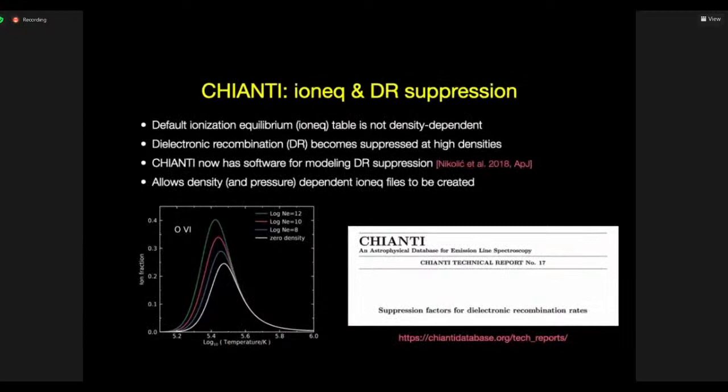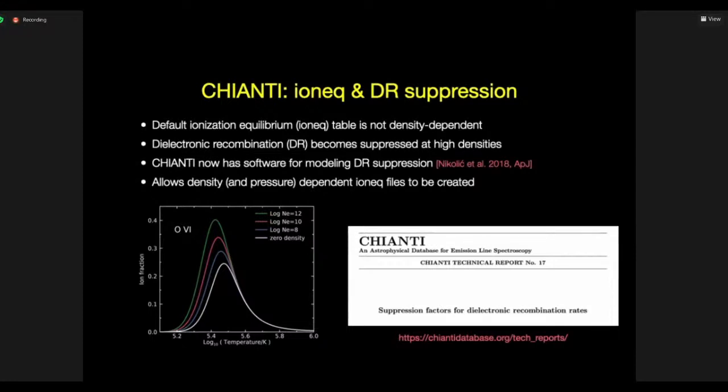Okay, the next feature is what we call DR suppression. So we distribute with CHIANTI a table of ionization equilibrium curves, showing how the populations of the ions change with temperature. There is no density dependence, yet we know that the atomic process dielectronic recombination, or DR, becomes suppressed at high density, which affects the equilibrium curves. We've added formulae for modeling the suppression of DR that were published by Nikolic et al. in 2018. So new software computes ioneq tables for specified densities or pressures that can then be input to the CHIANTI software in the usual way.